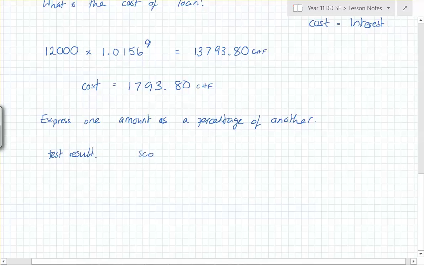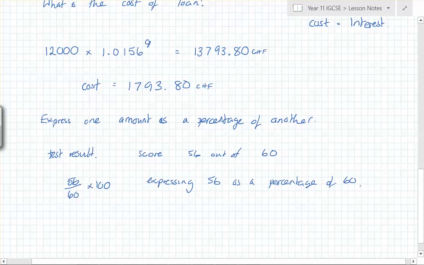If you score 56 out of 60, what you are doing by doing 56 divided by 60 times 100 is you are expressing 56 as a percentage of 60. 60 itself being 100%. All right. So really, the only thing you've got to do is get the numbers the right way round.